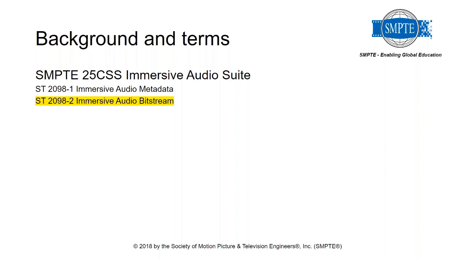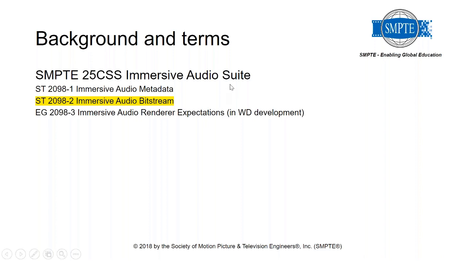ST2098-2, of course, is the standard we're going to discuss today. There's also a document on immersive audio rendering. This is an engineering guideline, which is why it has the preface EG. An engineering guideline is not a standard. It is a recommendation and guidance for people that want to implement something. And in this case, it's documentation of rendering expectations. So it basically takes the metadata items defined in 2098-1 and outlines what people should expect a renderer to do with those.